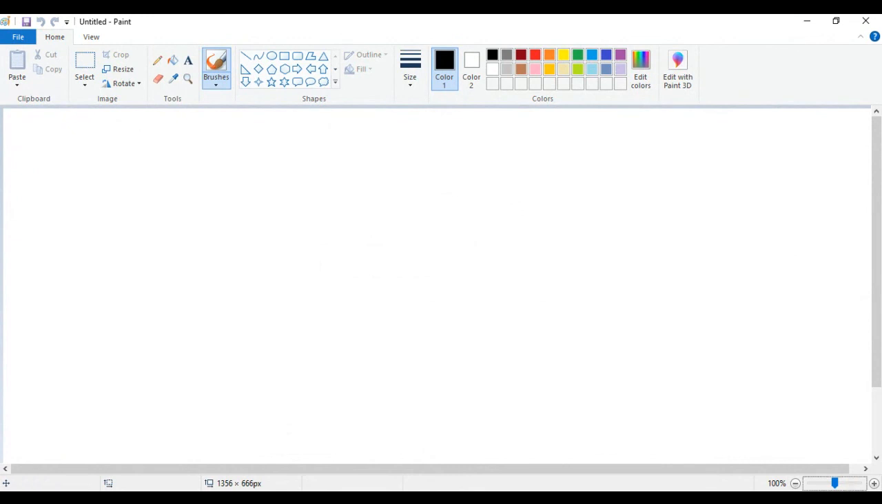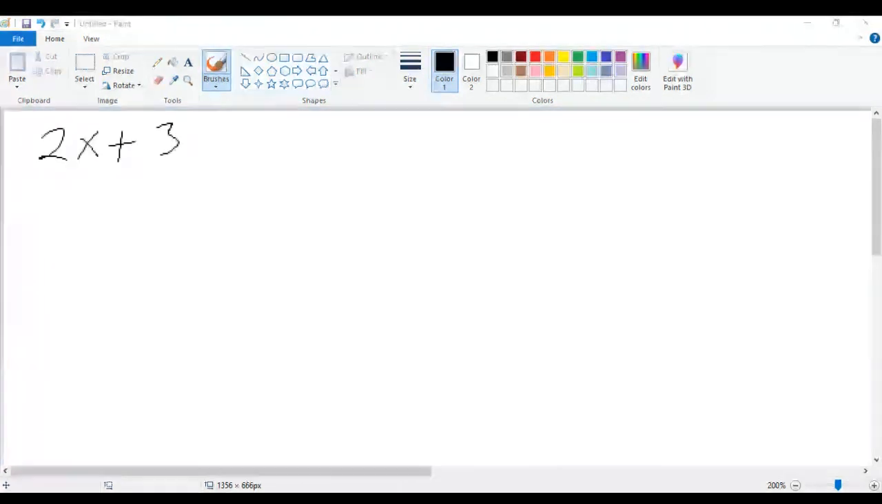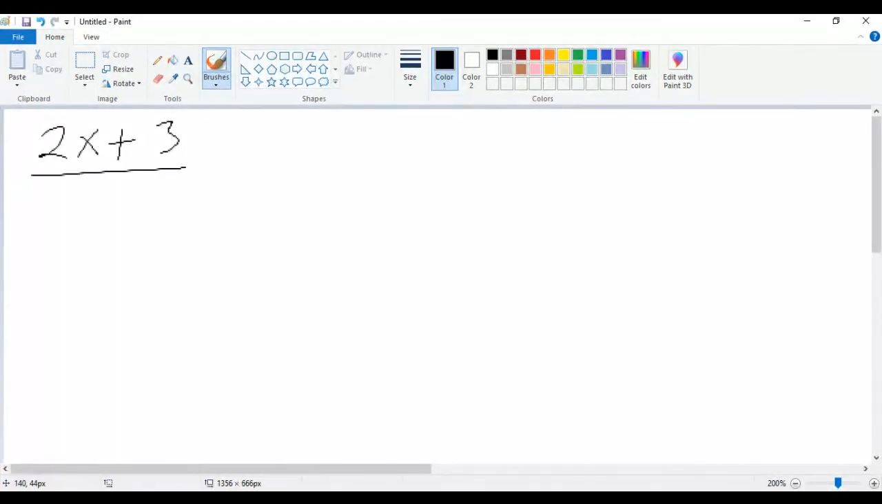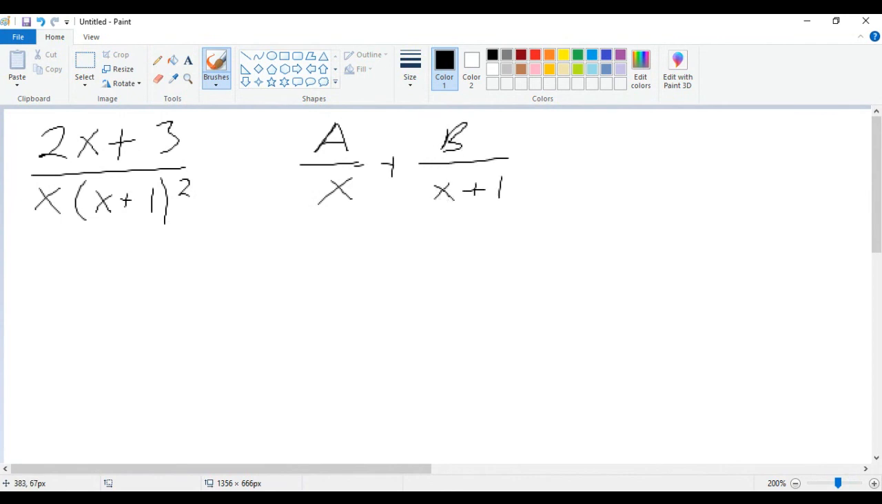So let's say we start off with 2x plus 3 divided by x times x plus 1 squared. Well, first we need to figure out what all the terms on our denominator are. First off, we've got an x term. Next, we have an x plus 1 term. But then, since this x plus 1 term is repeated, we actually have to say that there's a third term specifically for x plus 1 squared.